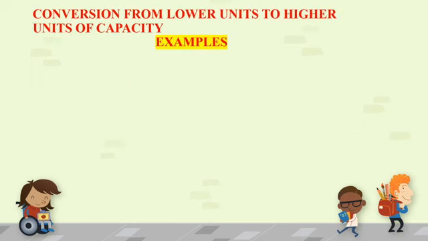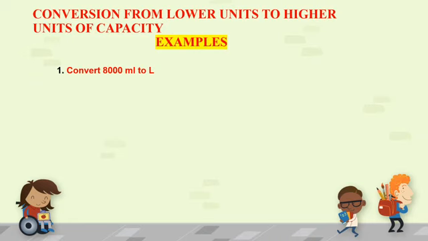Conversion from lower units to higher units of capacity. Now we will learn conversion from lower units to higher units of capacity, which we call LHD. The moment you learn this LHD, you will understand that whenever there is conversion from lower to higher unit, I have to do division. Let's see examples to understand.